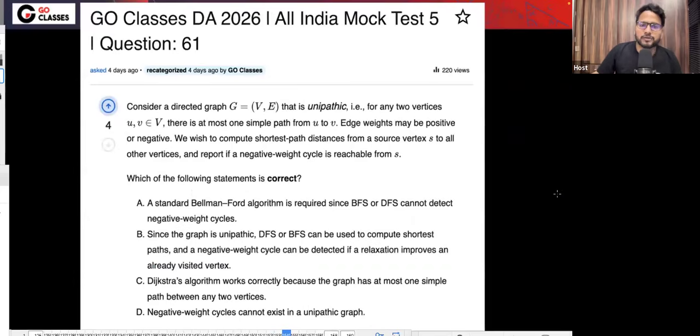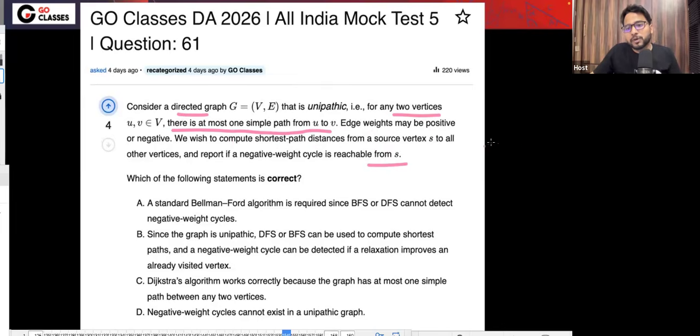Now let's solve this question. In this question, they are saying the graph is unipathic, which means between any two vertices, there is at most one simple path from u to v. The graph is directed. The edge weights may be positive or negative. We wish to compute the shortest path distance from S to all the vertices and report if a negative weight cycle is reachable from S. That's what we want to do.